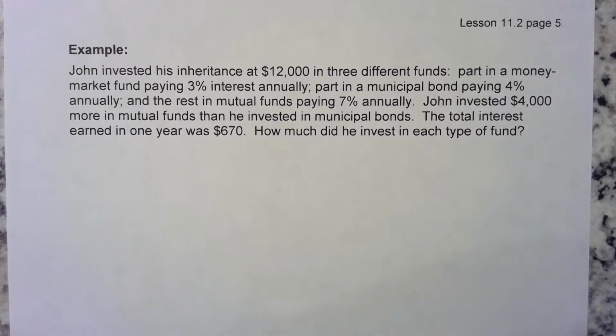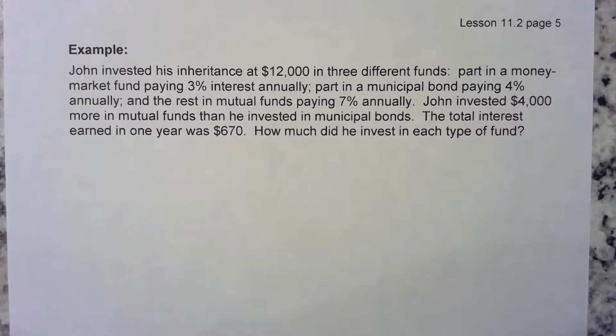John invested his inheritance of $12,000 in 3 different funds. Part in a money market fund paying 3% interest annually, part in a municipal bond paying 4% annually, and the rest in mutual funds paying 7% annually.